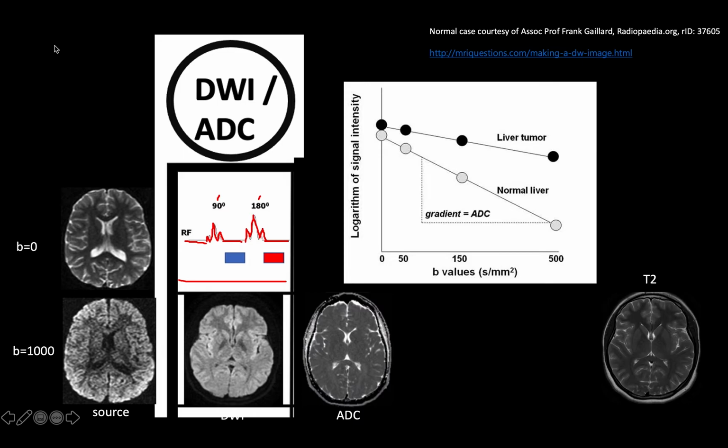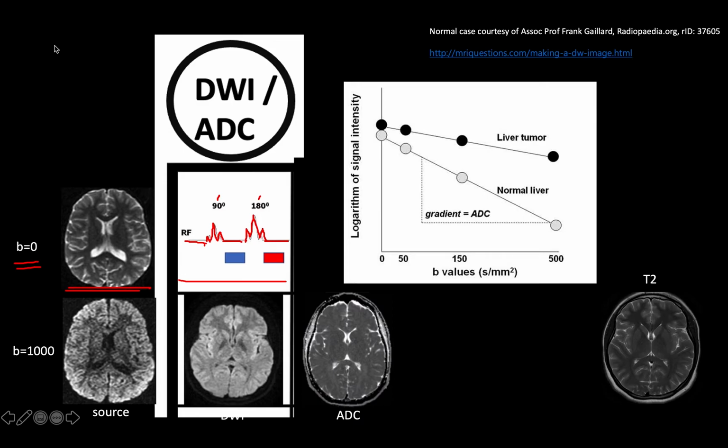To make a DWI image, we're first going to create an image similar to the mother sequence of DWI, which looks like this. This image was created by shooting a pair of RF pulses, the 90 and then the 180. Look here on the left, there's a label called B0. So what is B0? What is a B value?